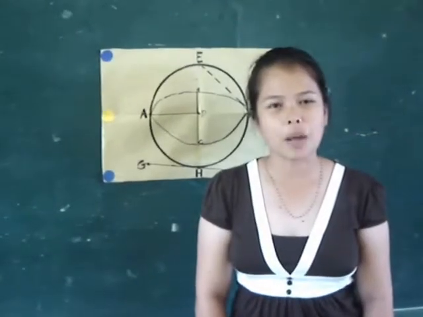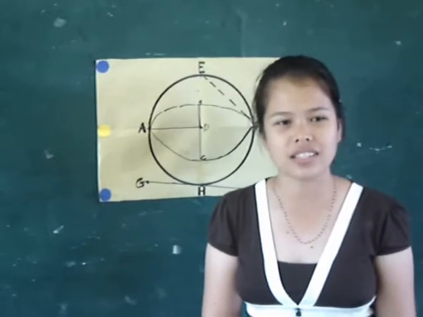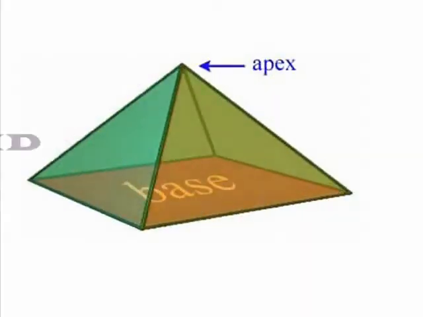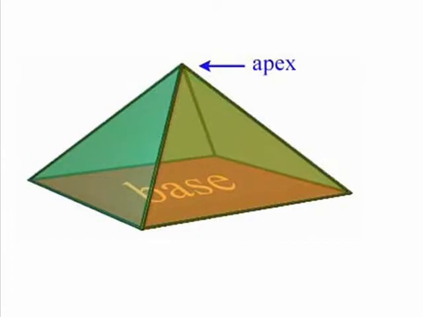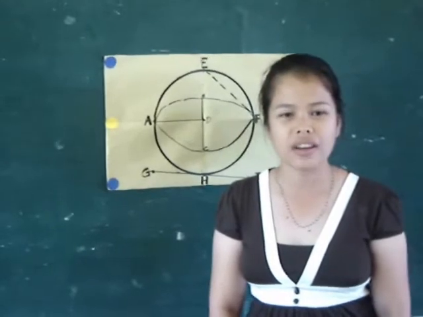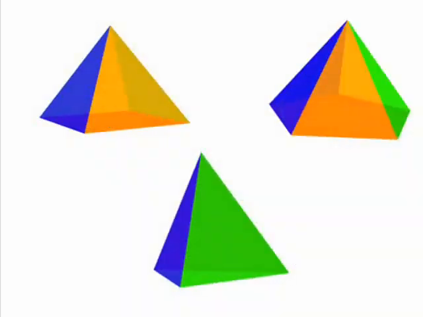A pyramid is a polyhedron with a polygon as a base and triangles as lateral faces. The most common pyramids are those with triangles, squares, and rectangles as their bases.